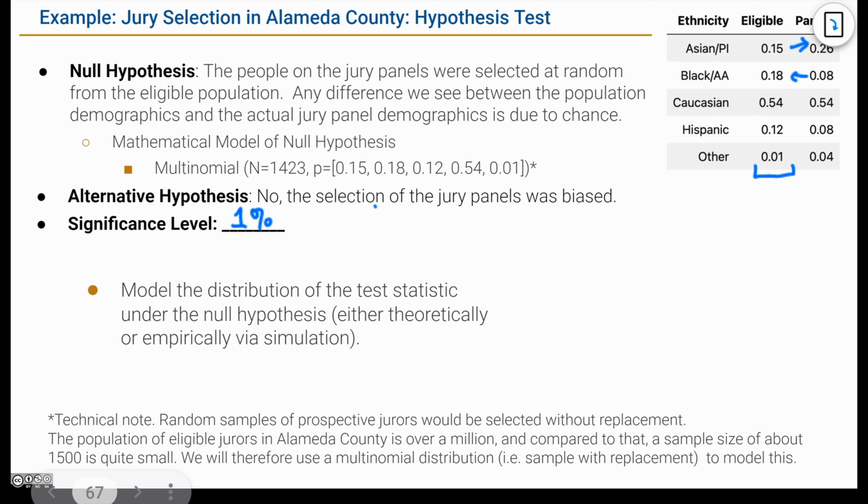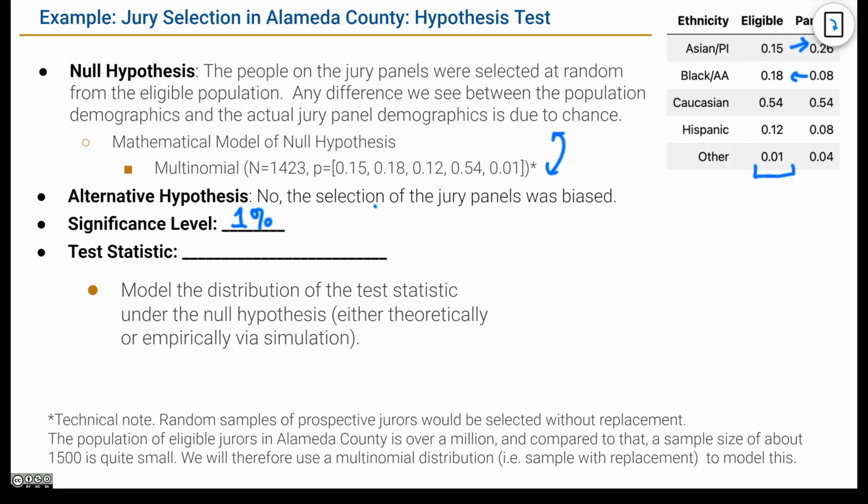And again, this is completely up to the context of the situation and the data that you're working with, but 1% is reasonable as a cutoff. So now I need a test statistic that I can use to model the distribution of the test statistic, assuming that the null hypothesis holds.